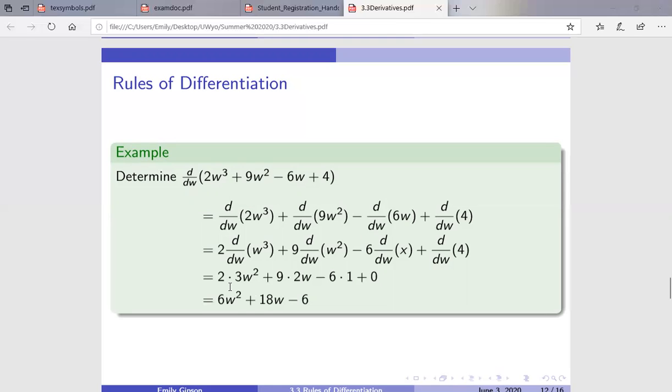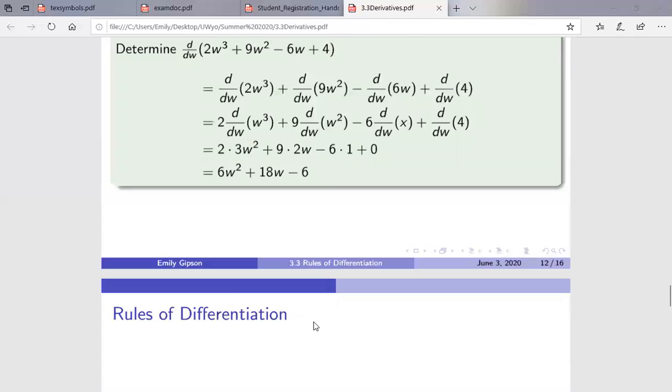Our very first one turns into 2 times 3w squared. Our next term turns into 9 times 2w minus 6 times 1, because the derivative of w is just the value 1, plus 0, because we have a constant at the very end. Simplifying all that, I get 6w squared plus 18w minus 6. And it's pretty easy to see that this would be very, very difficult and time-consuming to try and do using the limit definition of the derivative. But because we have these rules, it makes life really simple.